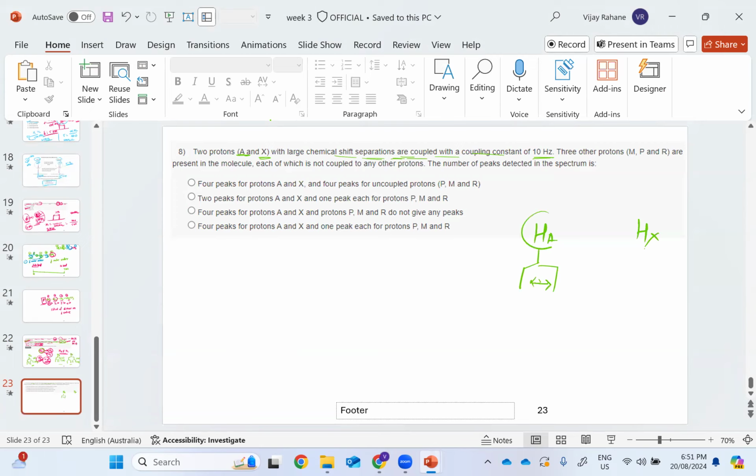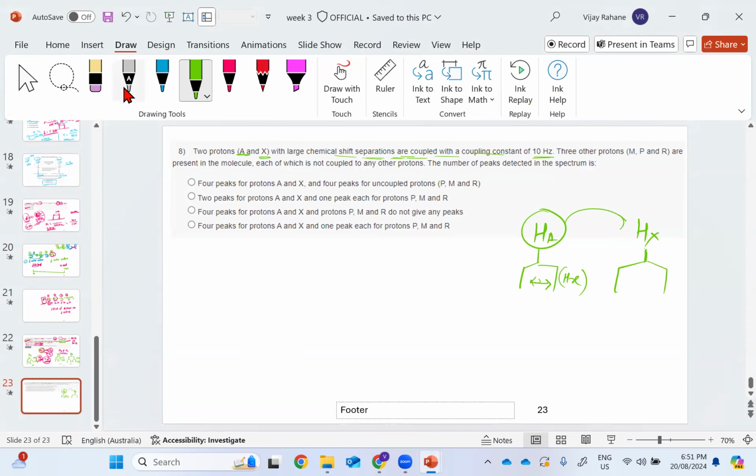Because of this HX, HA can show the splitting and it shows a doublet, right? In a similar manner, HX can also show the splitting, and this splitting will be the same. So this distance in principle should be the same, 10 hertz. This splitting is due to HA and this is due to HX. These two protons with the larger chemical shift separation are coupled with the coupling constant 10 hertz.